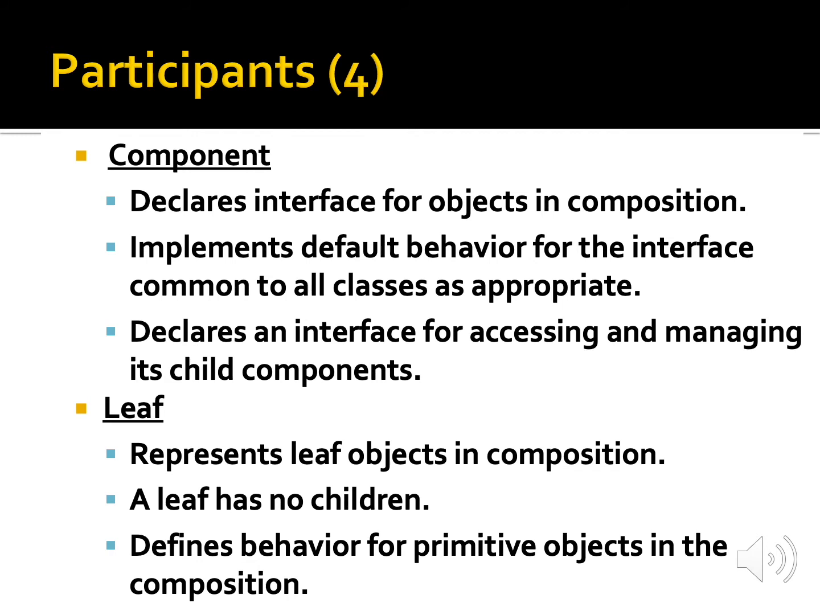Whereas the leaf node, or the leaf class, represents the leaf objects in composition. Leaf has no children, so it doesn't need to have the child management methods for adding or deletion. It defines the generic behavior for primitive objects. Primitive objects mean single objects, which are not composite in nature. Why are they not composite in nature? Because they don't have any further hierarchy or level of information inside them.